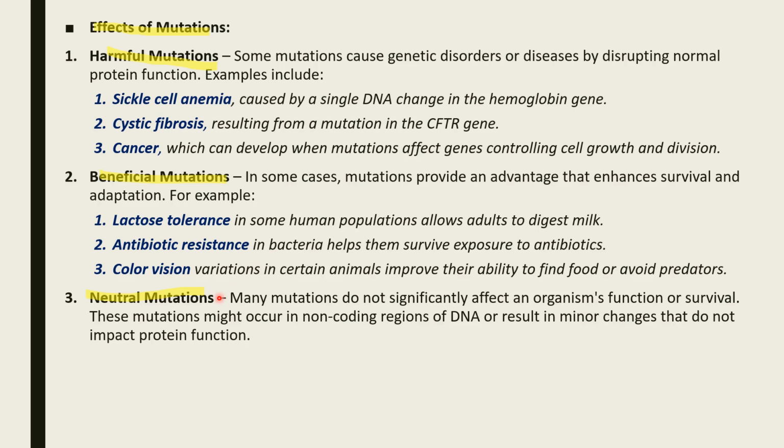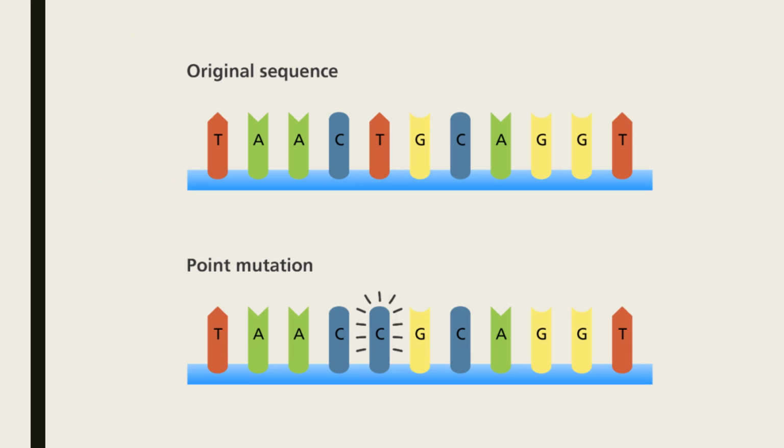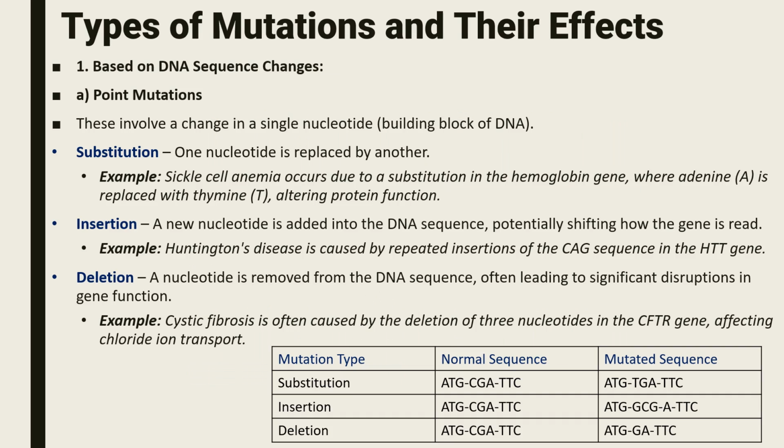And the last one is neutral mutation. Many mutations do not significantly affect an organism's function or survival. These mutations might occur in non-coding regions of DNA and result in minor changes that do not impact protein function. For example, look at the original DNA sequence and look at the point mutation. Here there is T, and here is C. So here there was thymine, and here there is cytosine, which is the mutation.